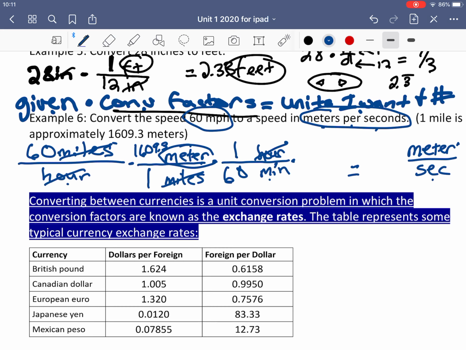But my goal is seconds. So let's fix this one more time. Minutes is in the bottom, so I want to put minutes in the top. I need a smaller unit, so I'm going to go to seconds. 1 minute is 60 seconds.